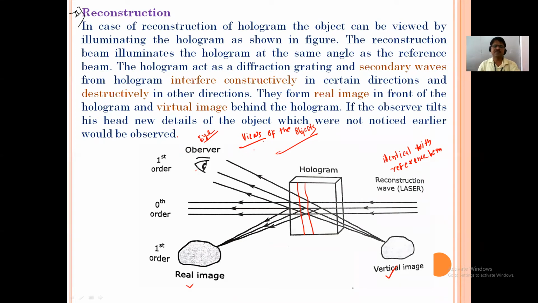First complete the figure for reconstruction. Show this is the hologram. It is illuminated with the help of reconstruction beam. Show two images. One image in front of hologram, that is real image. Second image is the virtual image. And see here this eye, and we are tilting our eye in different directions. We are getting different views of this object. Okay, complete it first. Take 1 or 2 minutes. Okay, figure is completed.